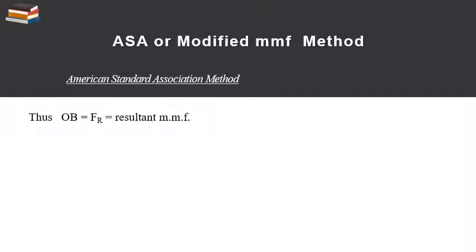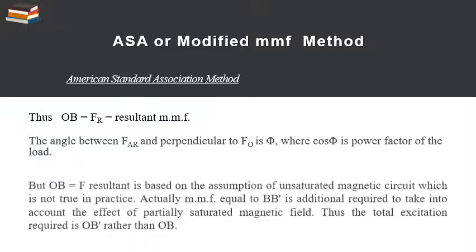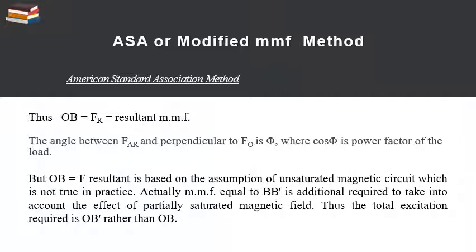Thus OB, equal to FR, is called the resultant MMF. The angle between FAR and the perpendicular to FO is phi, where cos phi is called the power factor of the load. But OB equal to FR is based on the assumption of unsaturated magnetic circuit, which is not true in practice.